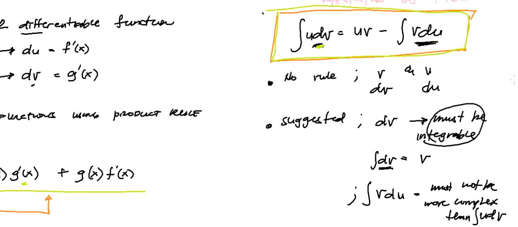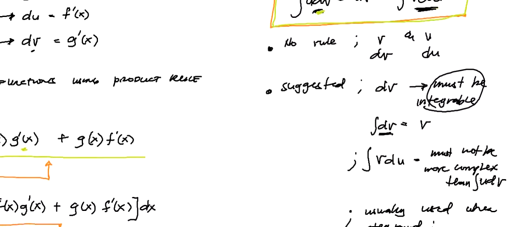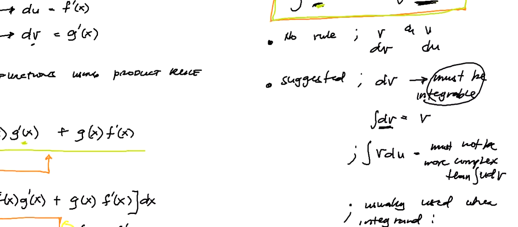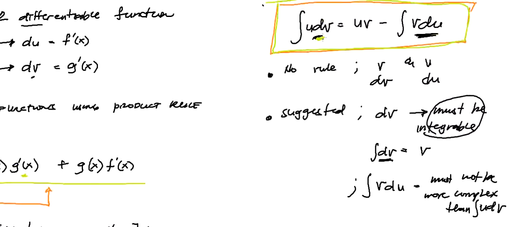First, dv must be integrable. Okay, and the v du, this part here, must not be more complex than the u dv, because later on we need to integrate this one also. That's why it must be simpler, and it must not be more complex than our original integrand.